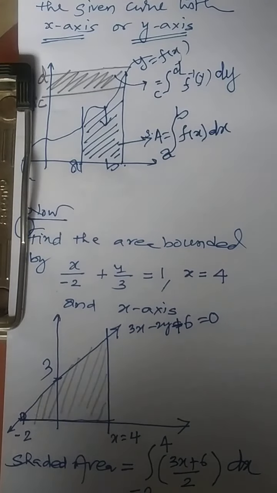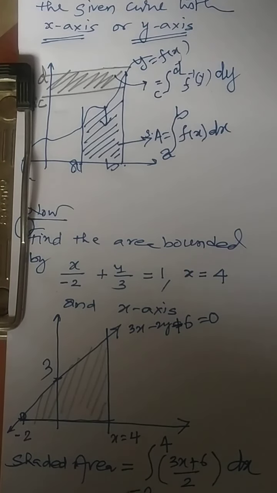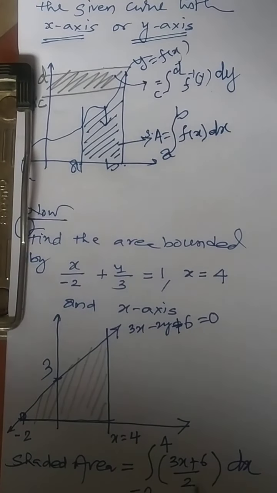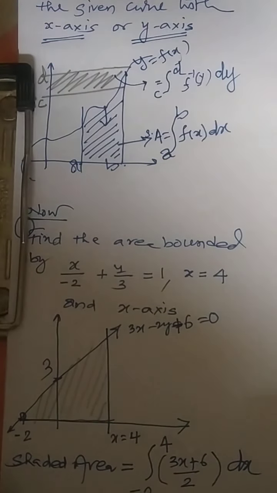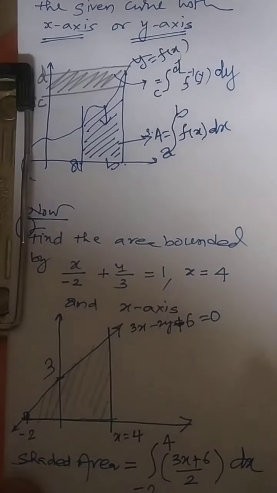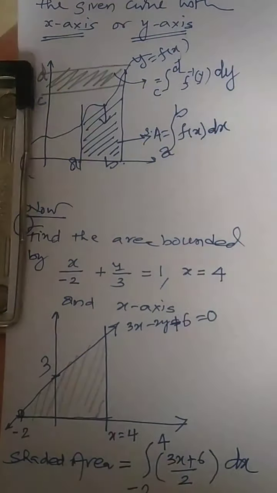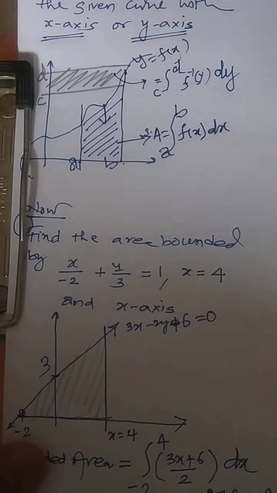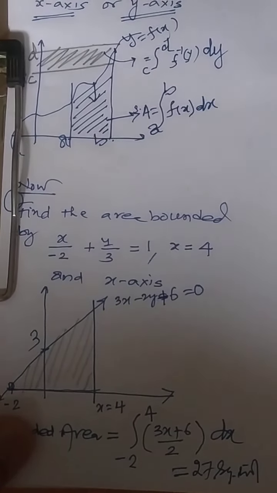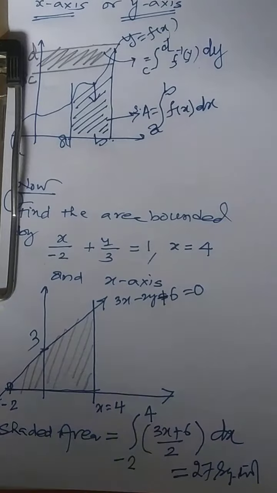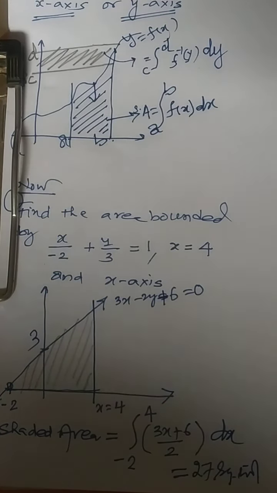Now you know how to integrate. 1 by 2 you can take out, and the integration of 3x plus 6 is known to you. Simplify and let me know what integration you are getting. I am leaving this question here, pause the video and get the answer. Are you getting 27 square units? 27 square units. Okay. Now one more thing I am sharing with you.